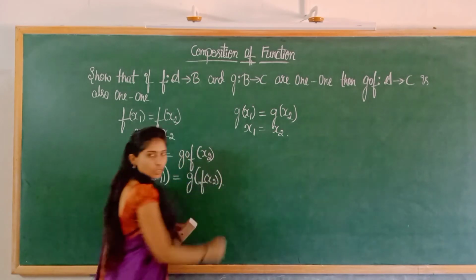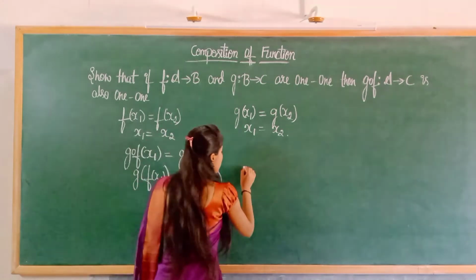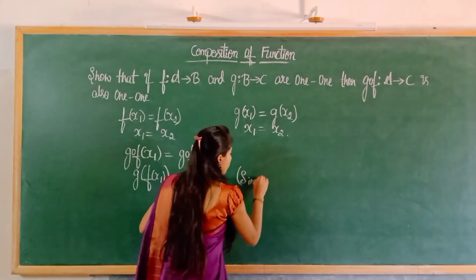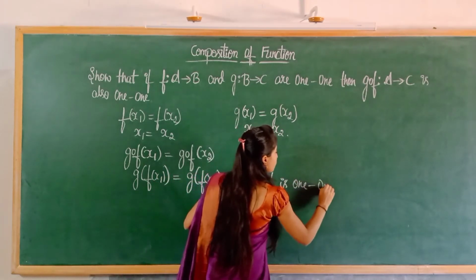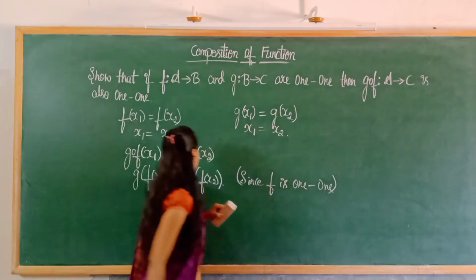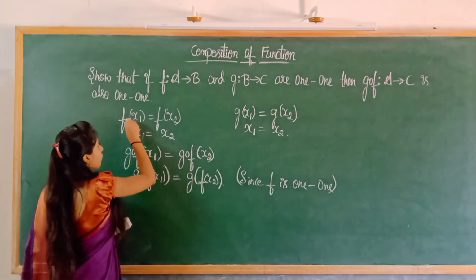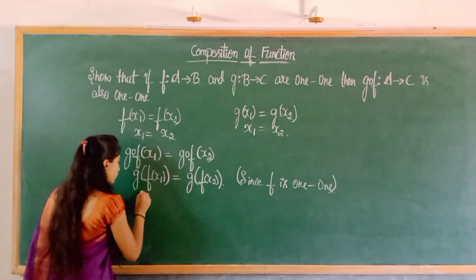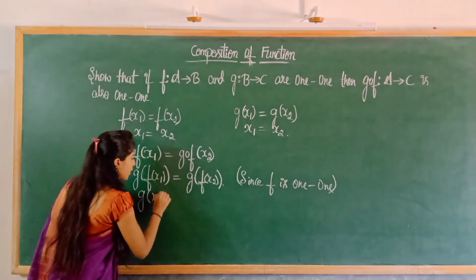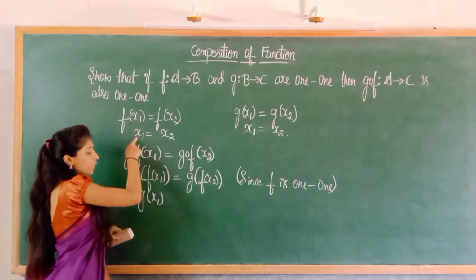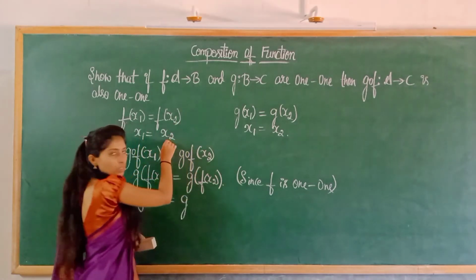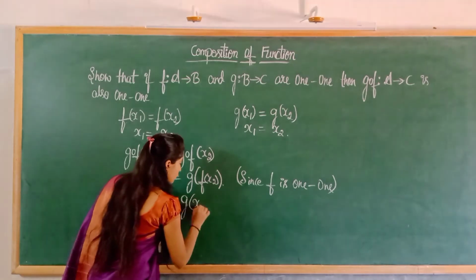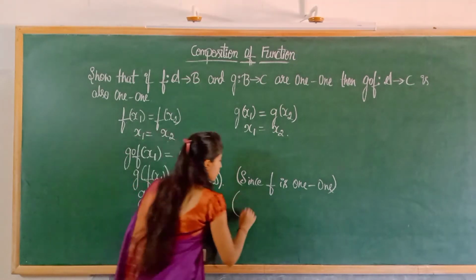Now see here, since f is 1-1, f of x1 means what? It is x1. So in place of f of x1 I am putting x1 here, giving g of x1. The same way g of f of x2 means here x2, so g of x2. Since g is 1-1 here.